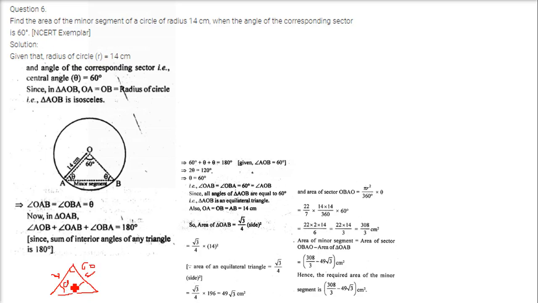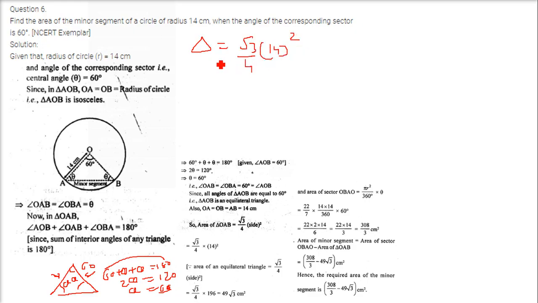If this is 60, this is theta and this is theta, I'll tell you how we make it. 60 plus 2 theta is 180 degree, because the sum of angles of a triangle is 180 degree. So 2 theta is 180 minus 60, that is 120. So theta is 60 degree. This is how we got the angles 60 and 60. So it's an equilateral triangle. The area of triangle will be equal to root 3 by 4 side square, that is root 3 by 4 into 14 square.